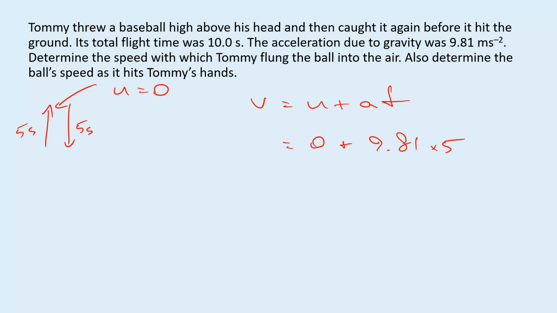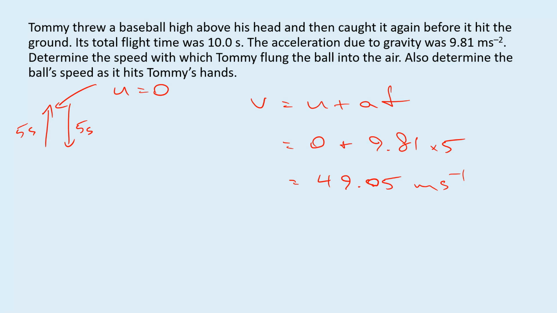So now we have a nice simple calculation. We reach for our calculator. The 0 we don't even care about. 5 times 9.81, and it's going to come out at 49.05. Now this is velocity or speed, so we're looking at meters per second. That is the speed that the ball hit Tommy's hands, right?